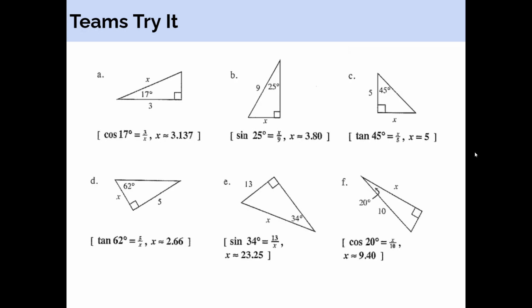So there's all the work for the A through F team try problems. For A, you should have used cosine. For B, you should have used sine. C is a shortcut one, 45 degrees. You might have just been able to figure out X is 5 because it's a 45, 45, 90. D should have used tangent because it relates opposite to adjacent. E should have been sine. F should have been cosine.